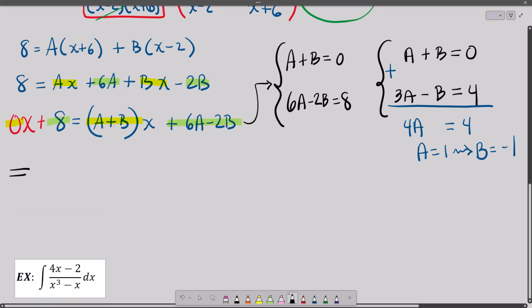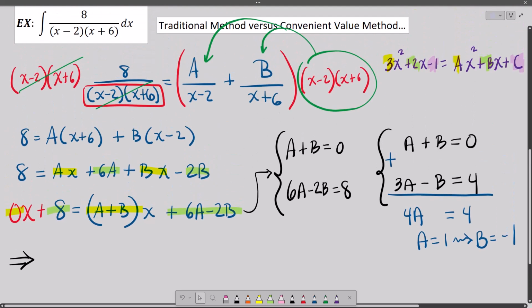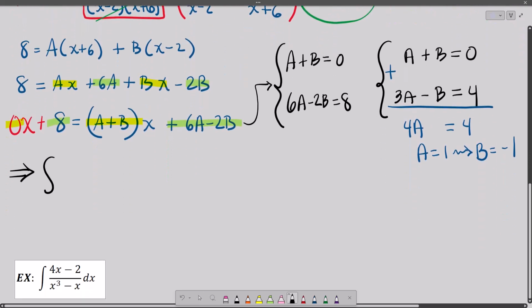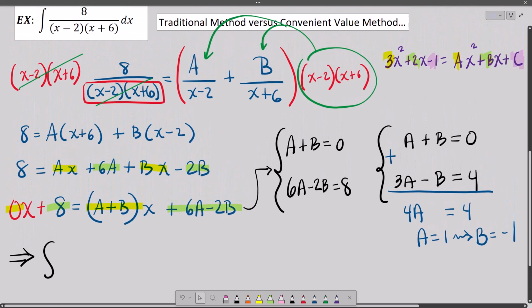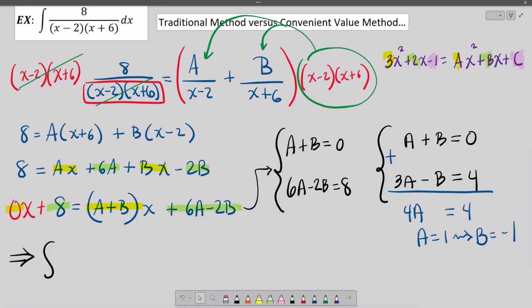So here's where we are. We now have the integral of, let me go back up there a second. So right here, we took the inside of the integral, and we're rewriting it as a divided by and b divided by. We have a is 1, so it's going to be 1 over x minus 2. b is -1, so we're going to get -1 over x plus 6.